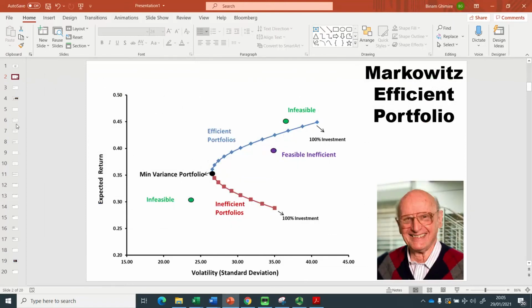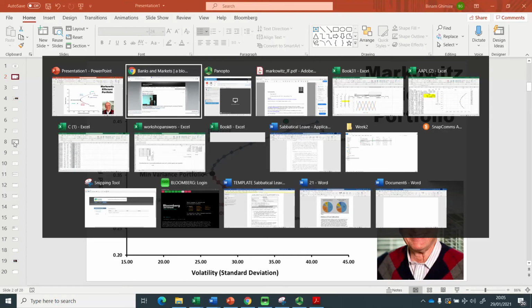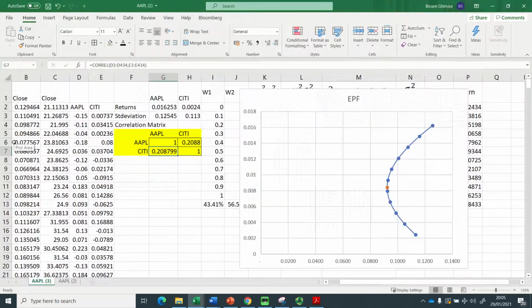Efficient frontier line. So basically, you may recall from my previous video recording that we made the efficient frontier line using two stocks, Apple and Citigroup, wherein we also saw the minimum variance point given by this orange looking spot on this efficient frontier. But what we want to talk about in this video is what happens to this efficient frontier line when we change this correlation.